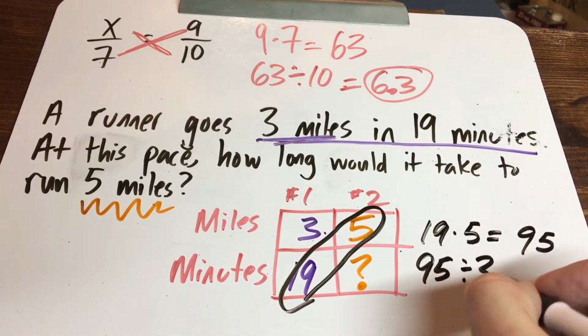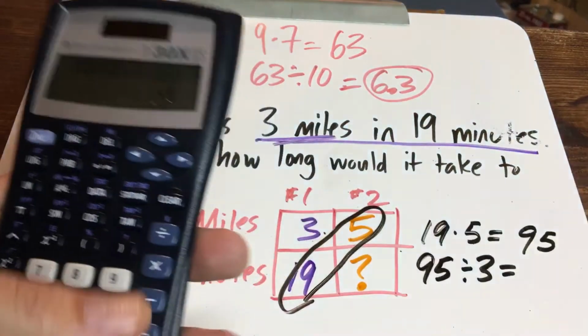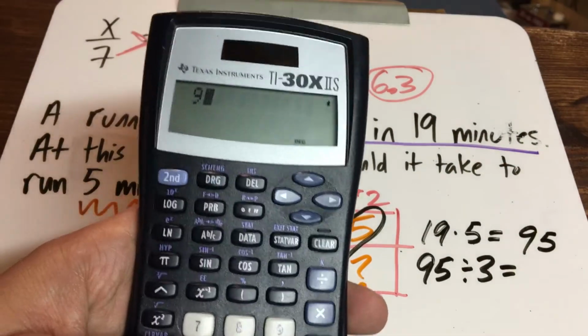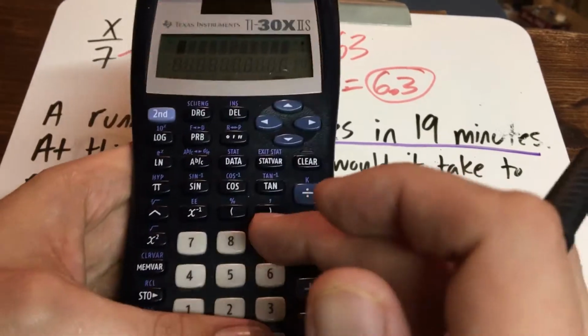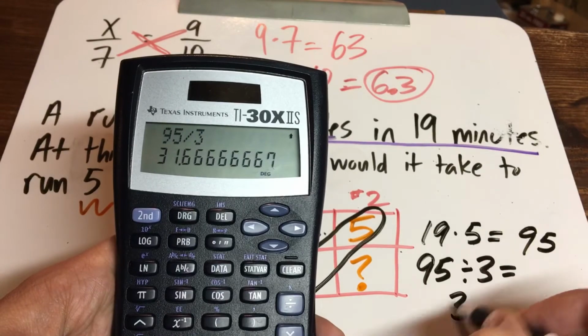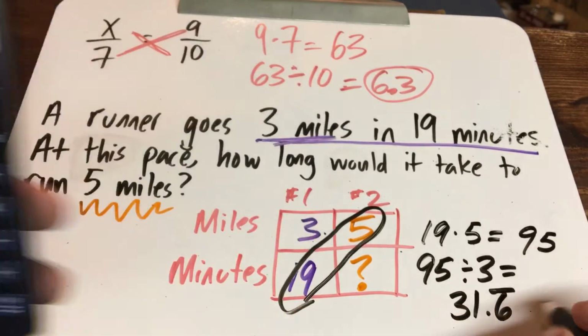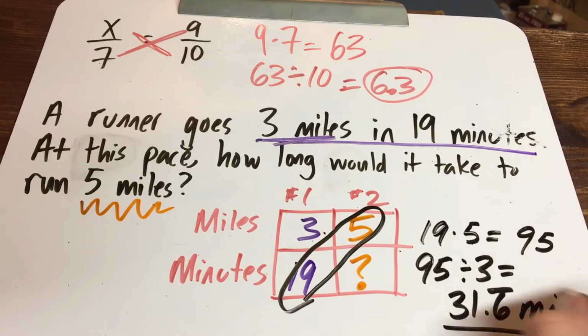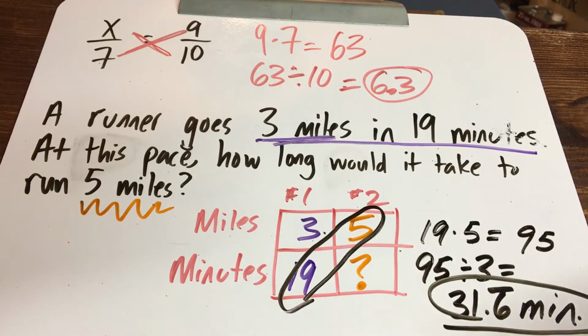95 divided by 3 doesn't go evenly, so you'll use your calculator if you need some assistance, or if you don't have a calculator, just use the calculator on your phone, because everyone's calculator on their phone should work. 95 divided by 3 is 31.6 with the repeating bar minutes. So it'll take this person 31 2/3 minutes to run 5 miles. Right? So if you wanted to transfer that and say that's 31 minutes and 40 seconds, you could be really cool, but most people are okay with 31.6 with the repeating bar minutes. All right, that is how you'd make a word problem into a proportion.